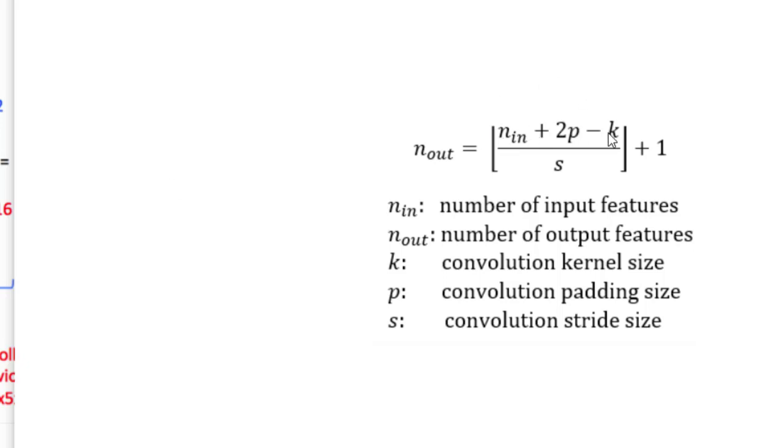So 32 minus 5 is how much? 27. 27 divided by s, stride. Stride is the number of jumps the filter makes before making the next calculation. Okay, so that is 1, so 27 plus 1 is 28.